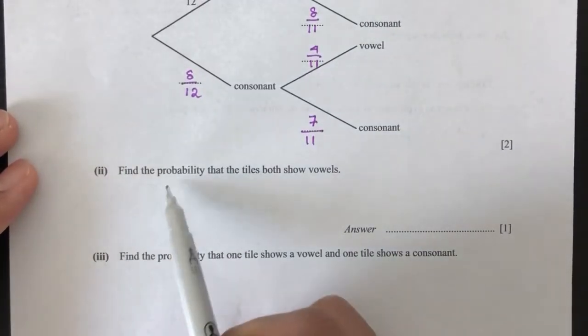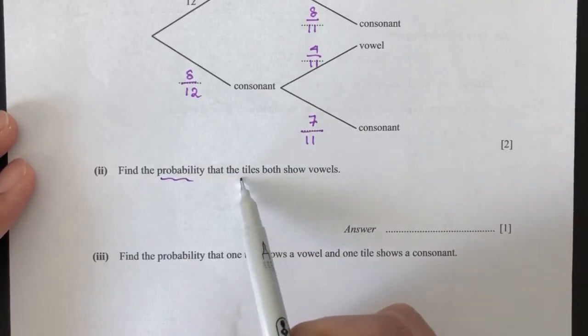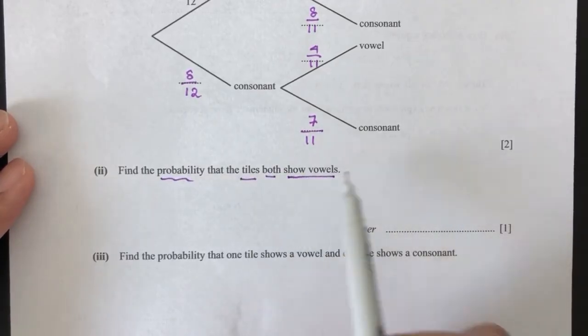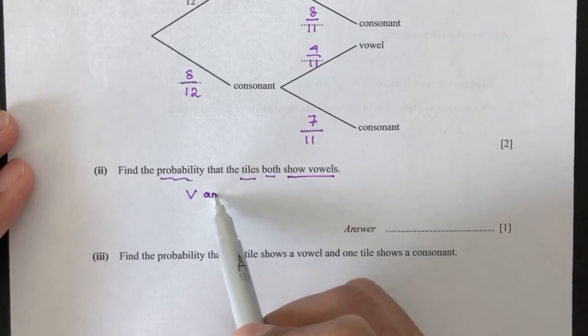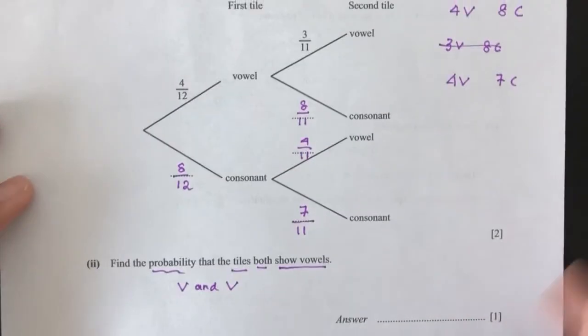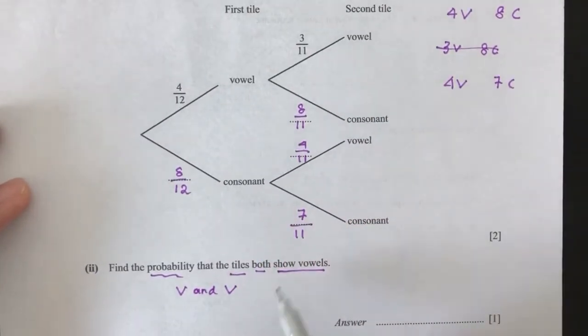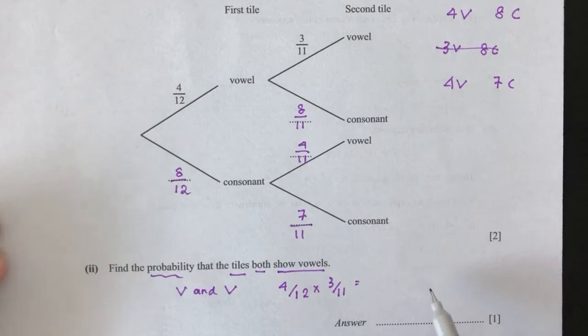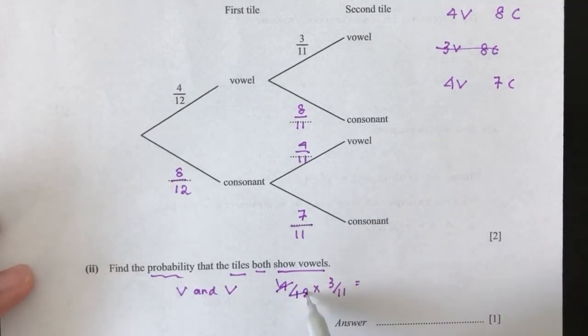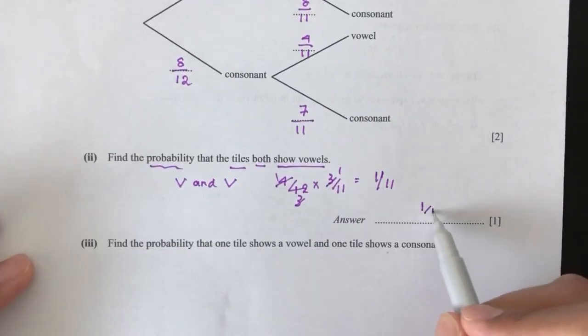Now for part 2, find the chance that the tiles both show vowels. It should be vowel and vowel. So it will be this and this. So 4 over 12 times 3 over 11. So let's simplify. 4 divided by 4 is 1, 12 divided by 4 is 3, and the 3 cancels with the 3, leaving 1 over 11. Your answer is 1 over 11.